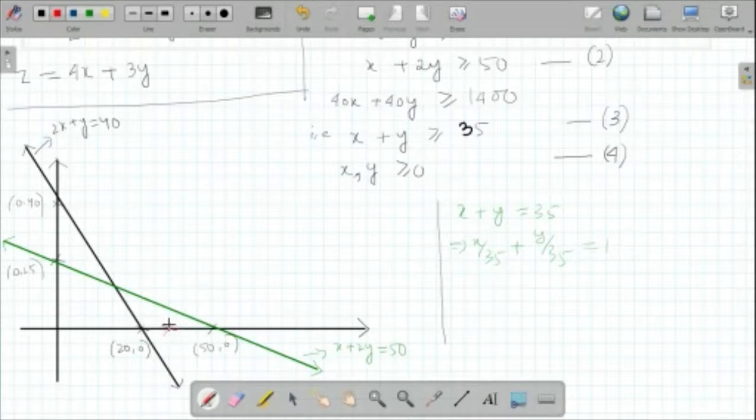Here. All right, this point is 35 comma 0. And y is also 35, so let's say 35 is here. This is 0 comma 35. And let's join these 2 points.